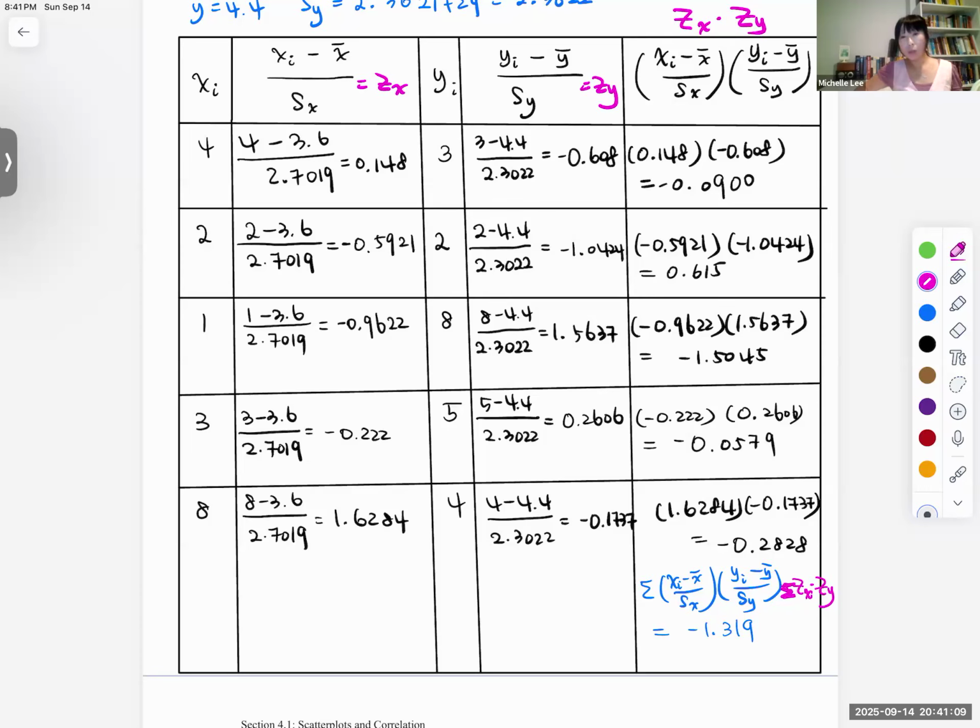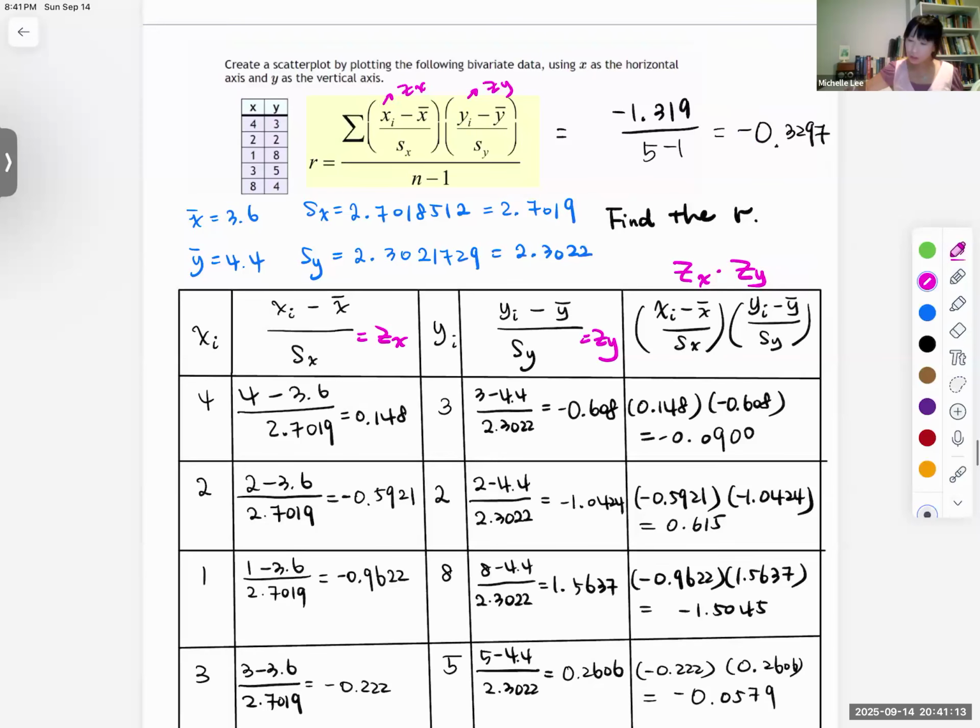Okay, then we get negative 1.319. So we have a negative 1.319. How many n? We have n equal 5. 1, 2, 3, 4, 5. We count it this way, right? We do not count 1, 2, 3, 4. Yes? Okay, so only 5. 5 minus 1. We calculate negative 0.3297.